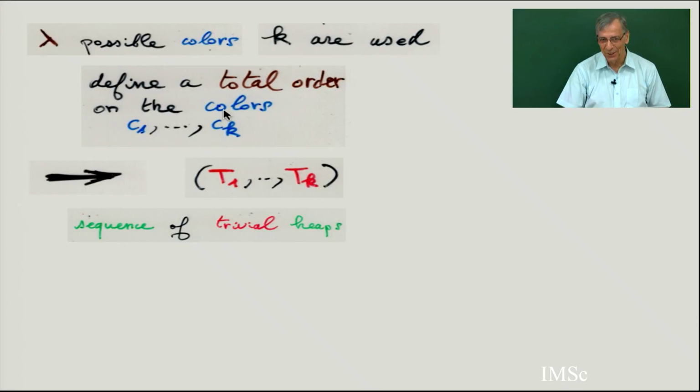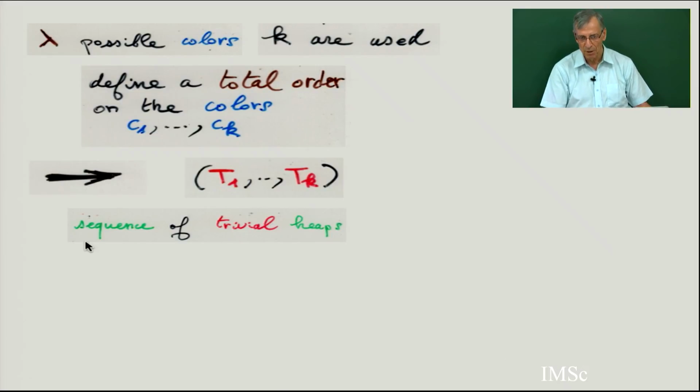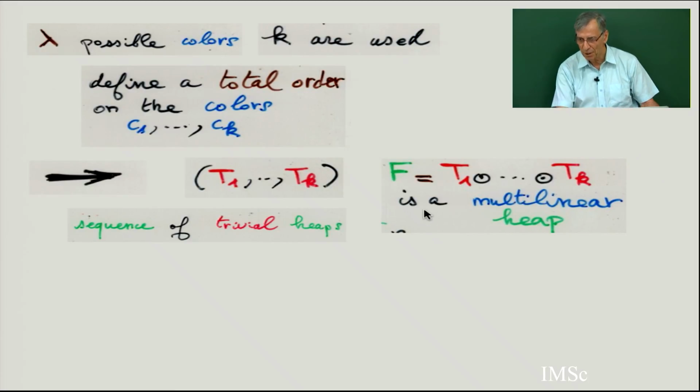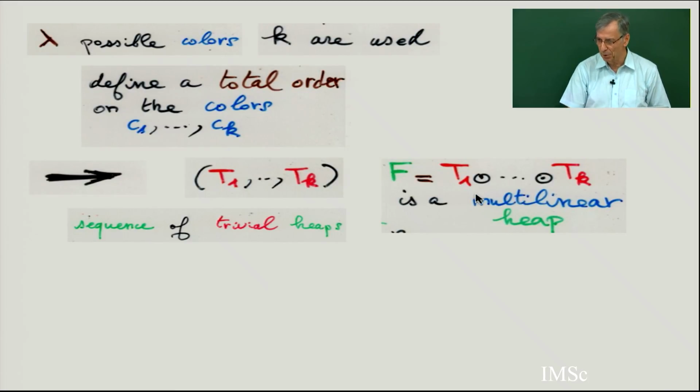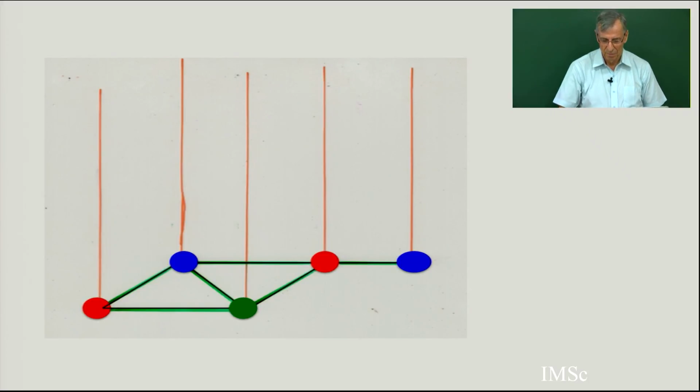So if you give an order in the colors, C1, C2, Ck, then this gives you a sequence of trivial heaps, T1, T2, Tk. Each trivial heap corresponds to one of the colors. So I have a sequence of trivial heaps, and I take the product of this sequence as a product of heaps. So I get a multilinear heap. But you have to give an order in the colors. So for example here, the first color will be the blue.